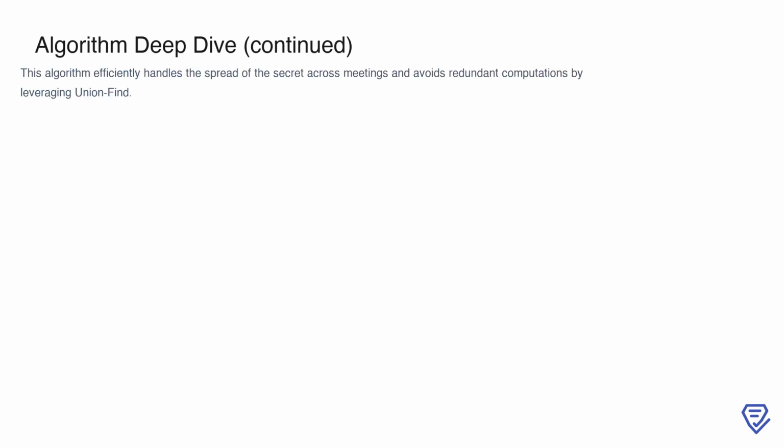This algorithm is highly efficient in handling the spread of the secret across meetings. By leveraging the power of the union find data structure, it avoids redundant computations and ensures scalability even with a large number of meetings or people. The combination of chronological processing, efficient group tracking, and careful handling of edge cases makes this approach robust and well suited for the problem at hand.